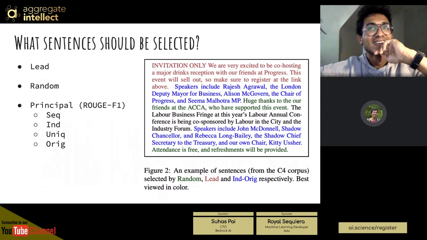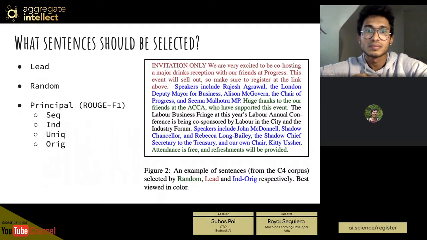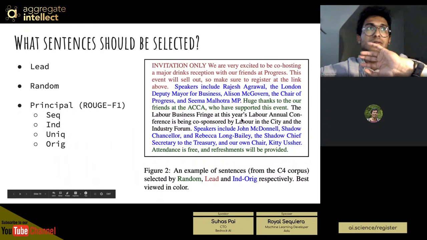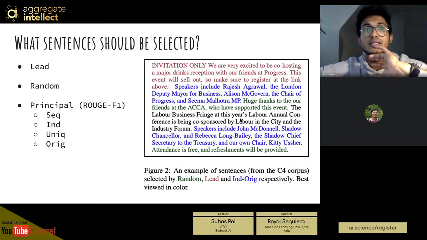I think selecting by random is probably the least optimal method. I think one thing they did was select the first few sentences, and that is the lead strategy. The other thing they did was calculate the Rouge metric to select the optimal sentences, or basically select the sentences that are most representative of the document, that are most likely to be part of a summary. Like you said, what they do is either mask the top M sentences, or mask M sentences randomly, or mask the important sentences. And that's what principal means in the slide.